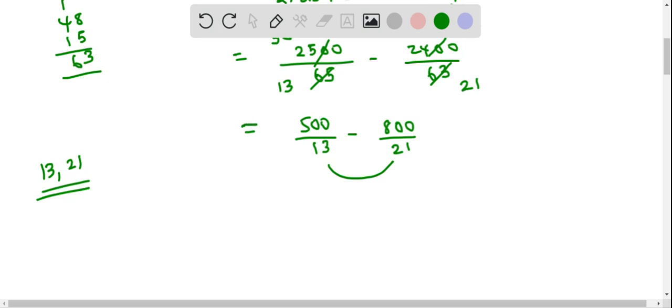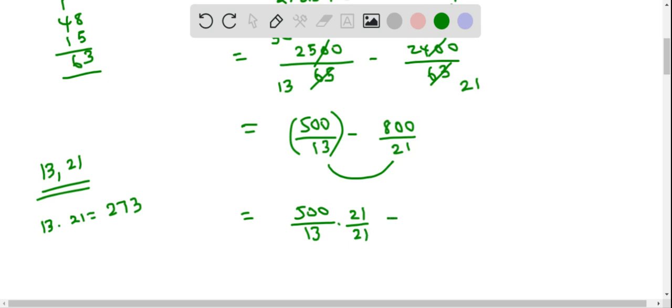And 13 times 21 equals 273. So the first fraction I should multiply and divide by 21, that is 500 over 13 times 21 over 21, minus, second fraction I should multiply and divide by 13.